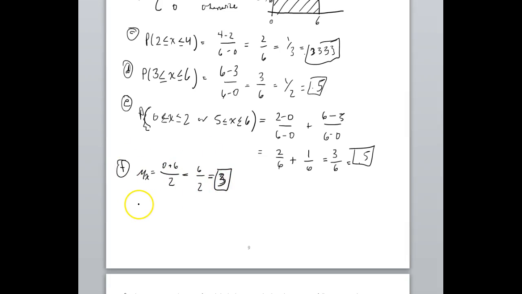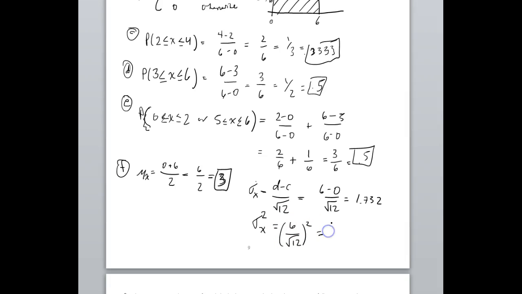And then our sigma x formula is d minus c over square root of 12. And so that's just going to be 6 minus 0 over the square root of 12, which is 6 over the square root of 12, which is equal to 1.732. And then the variance is going to be that squared. And we just know that that's going to be 6 over the square root of 12 squared, which is going to be 36 over 12, which is 3.